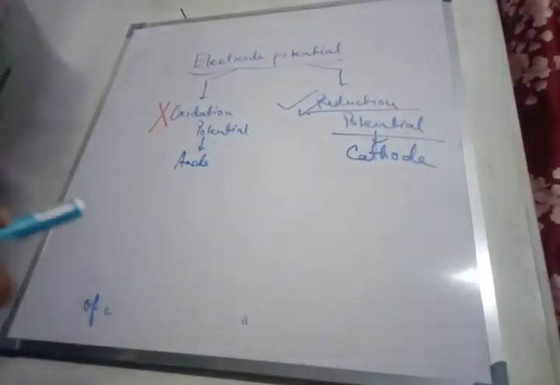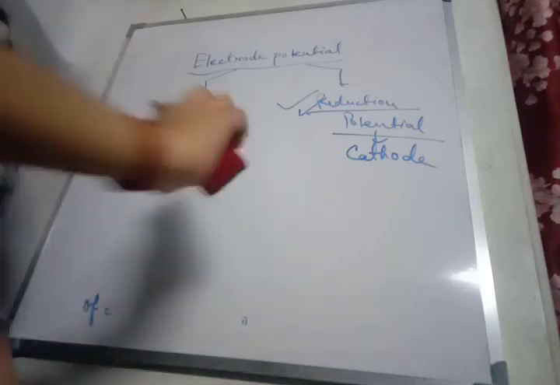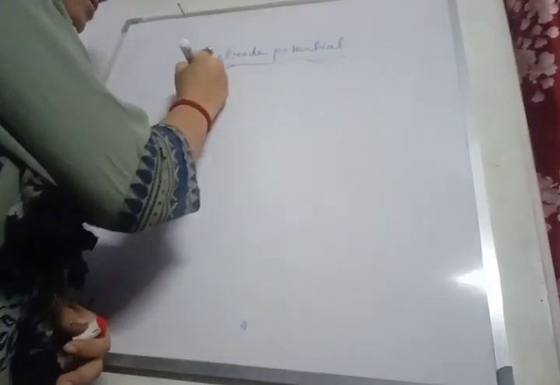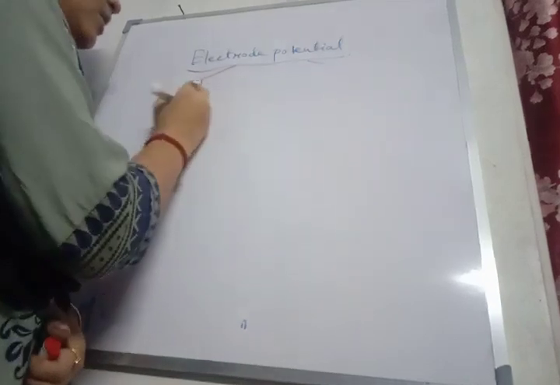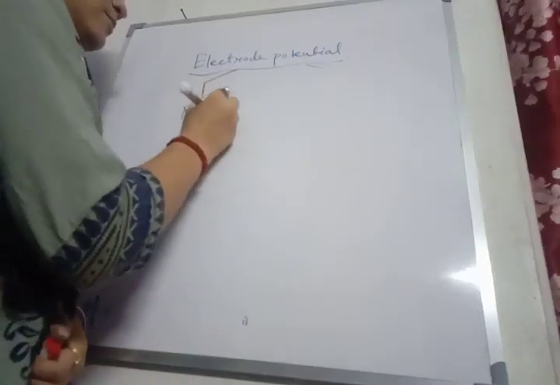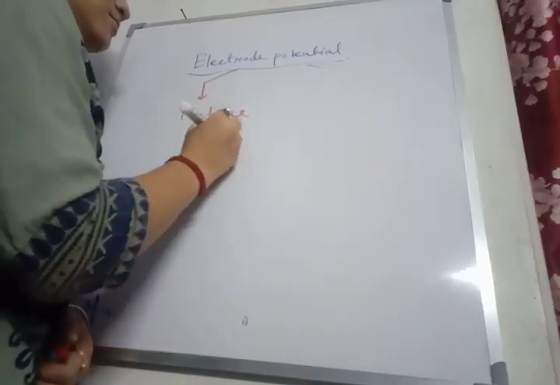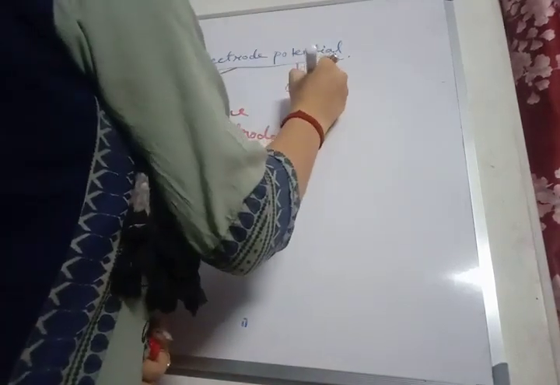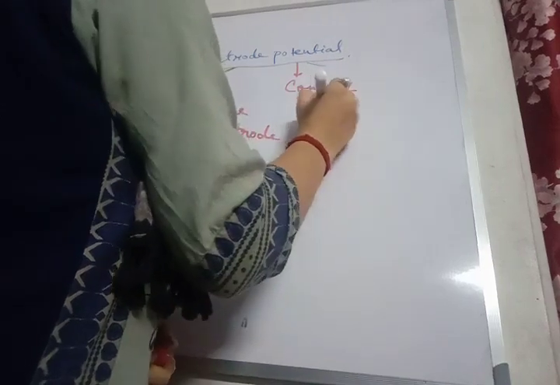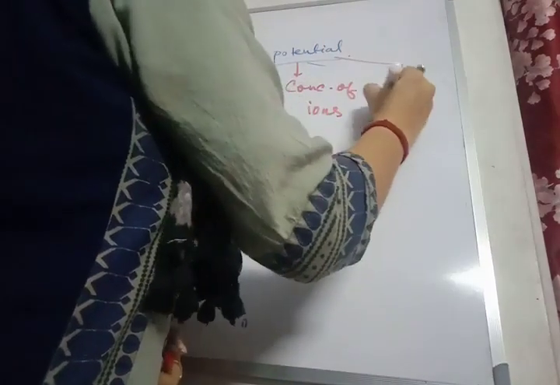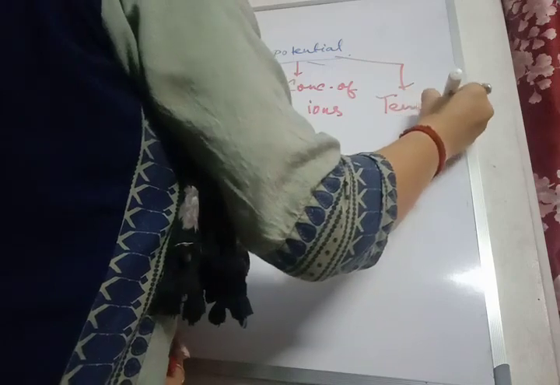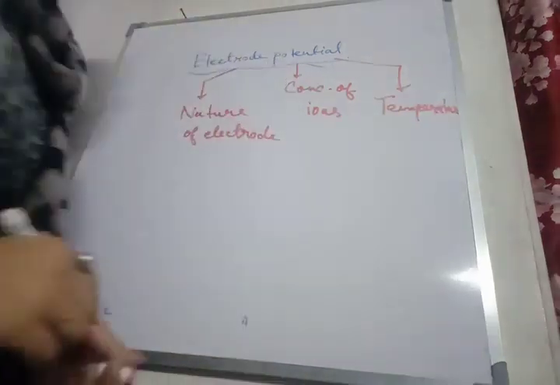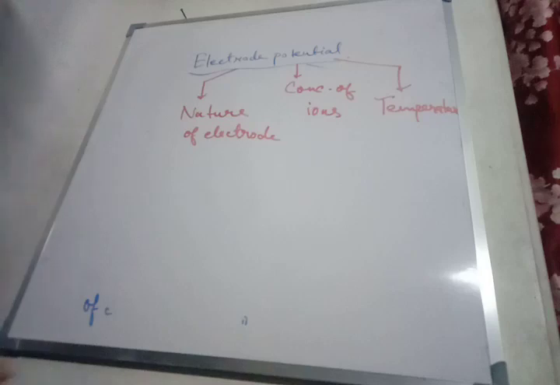Now we come to the factors on which electrode potential depends. First one is the nature of the electrode, whether it be active or inert. Second, we have the concentration of ions in solution. Third is temperature. So these are the factors of electrode potential.